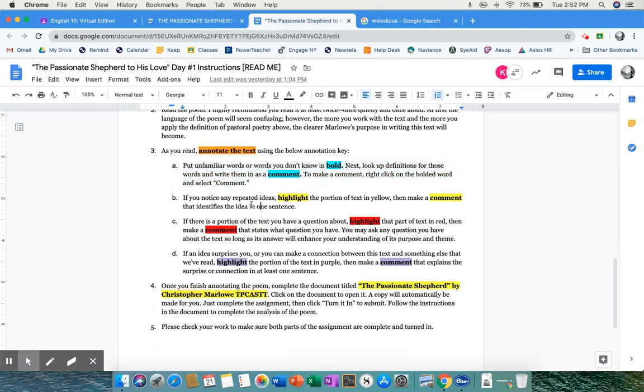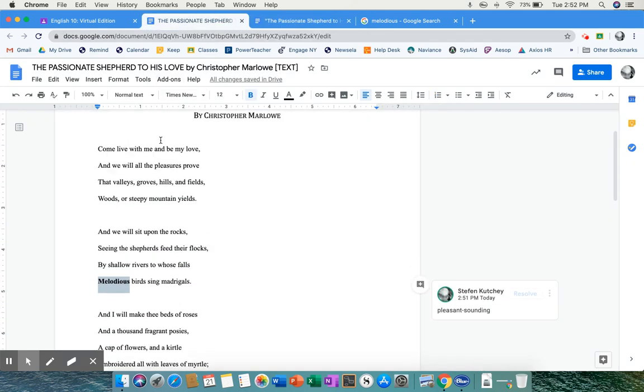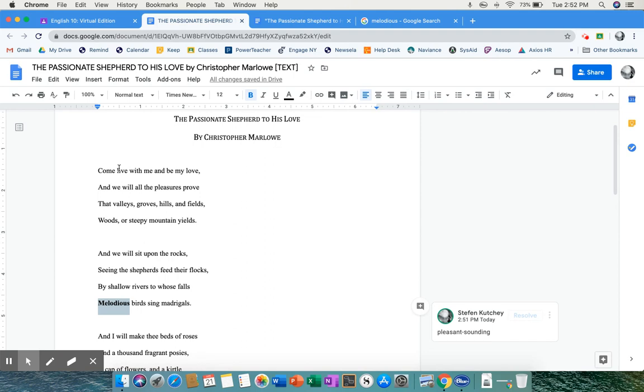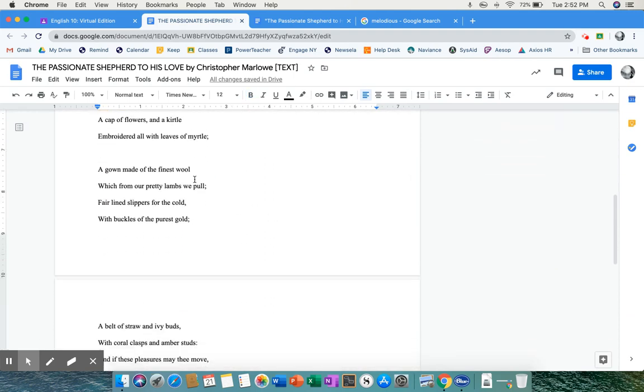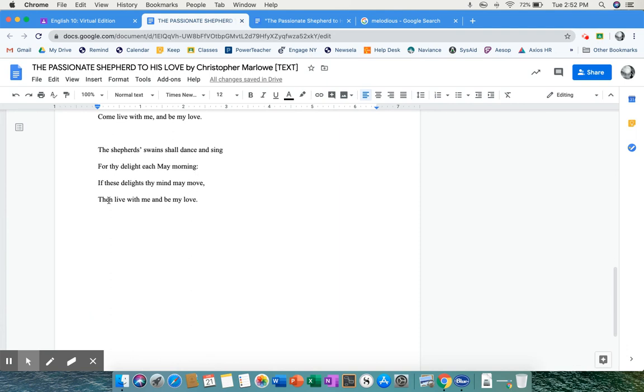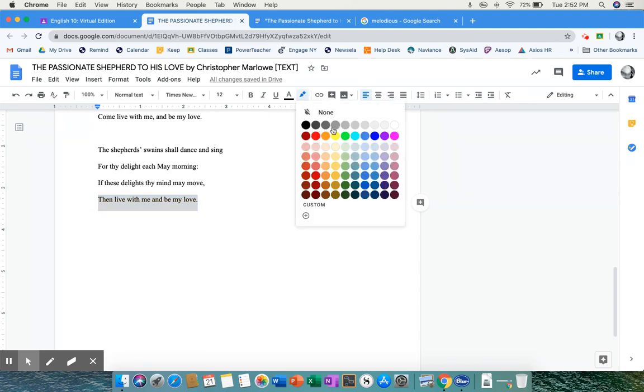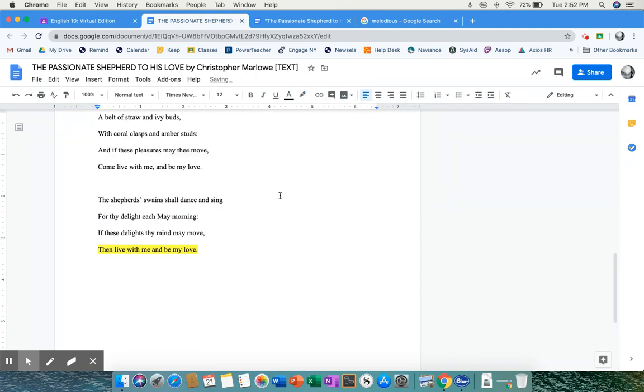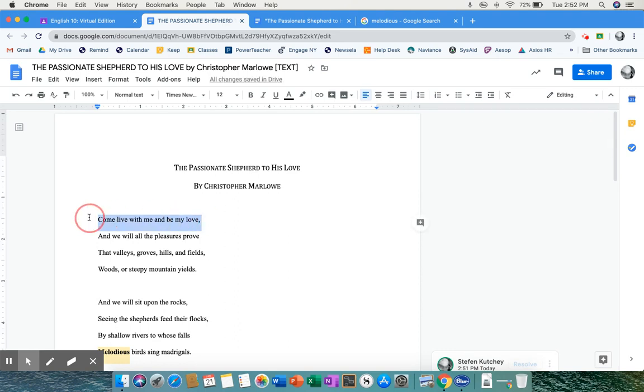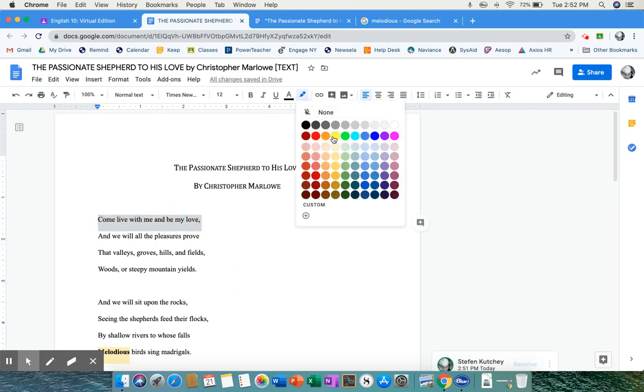Second thing, if you notice any repeated ideas, highlight the portion of the text in yellow, then make a comment that identifies the idea in one sentence. So let's look at that. The first line, come live with me and be my love. At the end, then live with me and be my love. That is repetition of ideas. So I would highlight that in yellow, and I would go up here and highlight this in yellow.